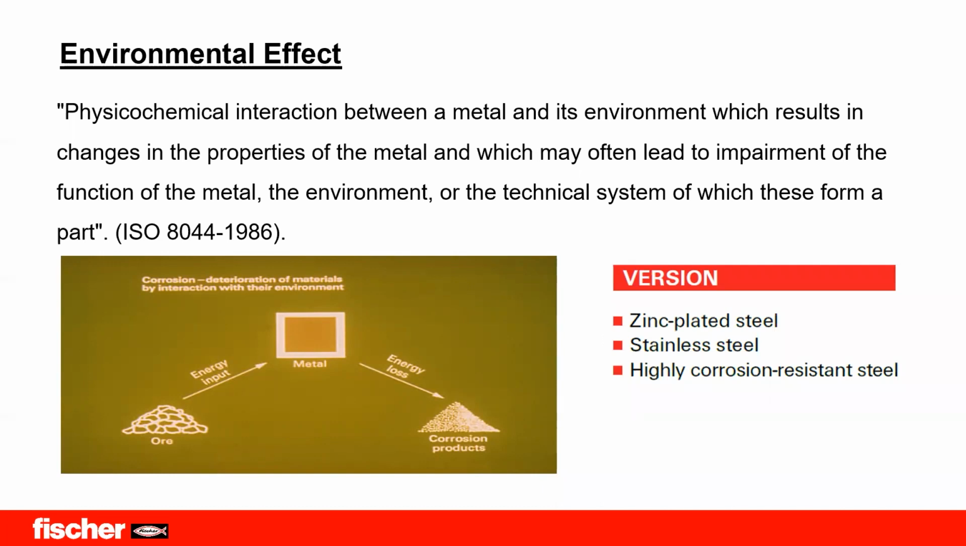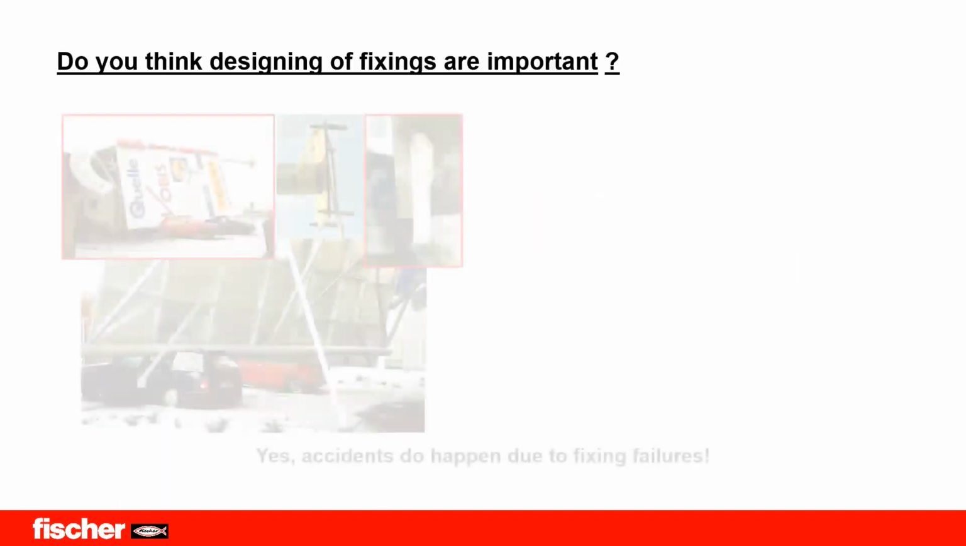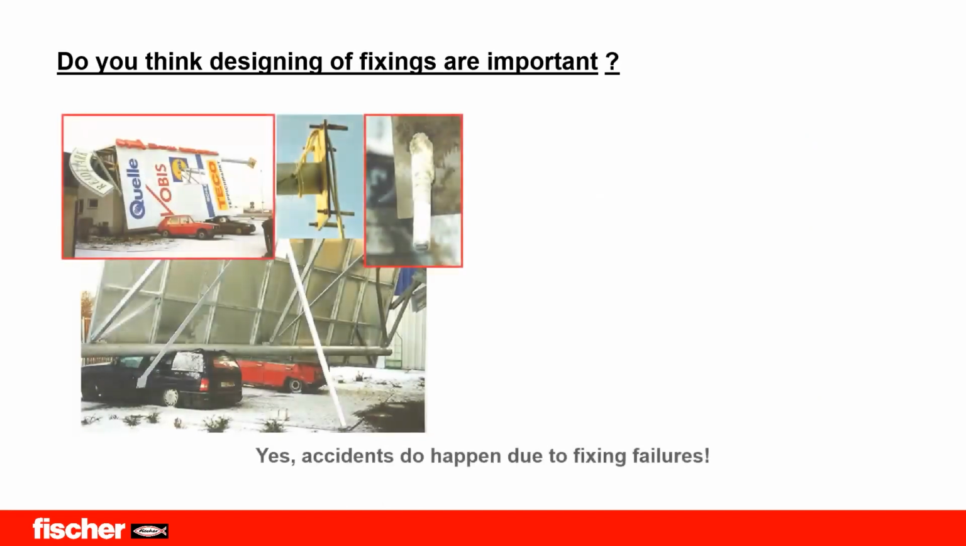Coming to the approvals, it is much required because you should have a prior test before you install your anchors. So we have some authorities who give approval for our anchors, like ETA, European Technical Assessment, FM Global, who gives the FM certificate, International Code Council, ICC, and last but not the least, the Institute of Building and Environmental, who gives the environmental product approval. So these are the approvals, and then we'll go deeper into the anchoring.